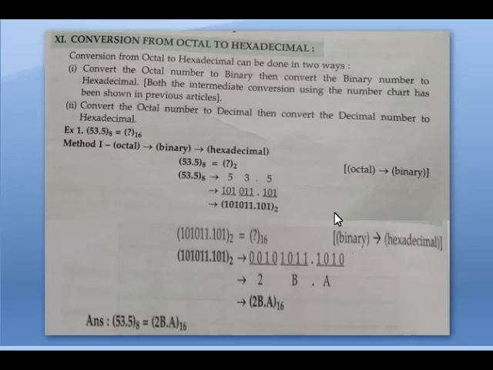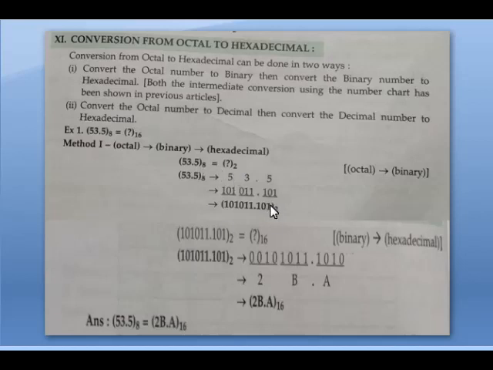The binary equivalent of this octal number 3 is 011. Octal means group of 3 digits. The binary equivalent of 5 is 101, and here also the decimal part 5 is 101. So the answer is 101011.101 to the base 2. Here we converted this octal number to binary.